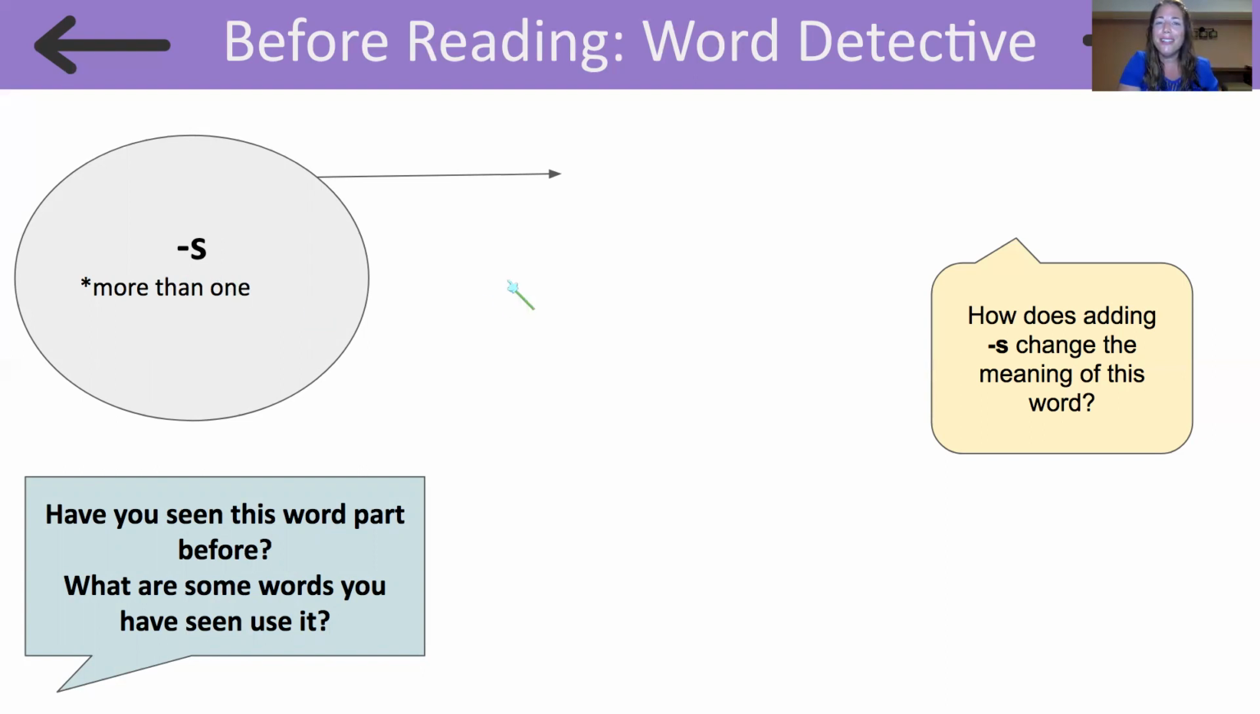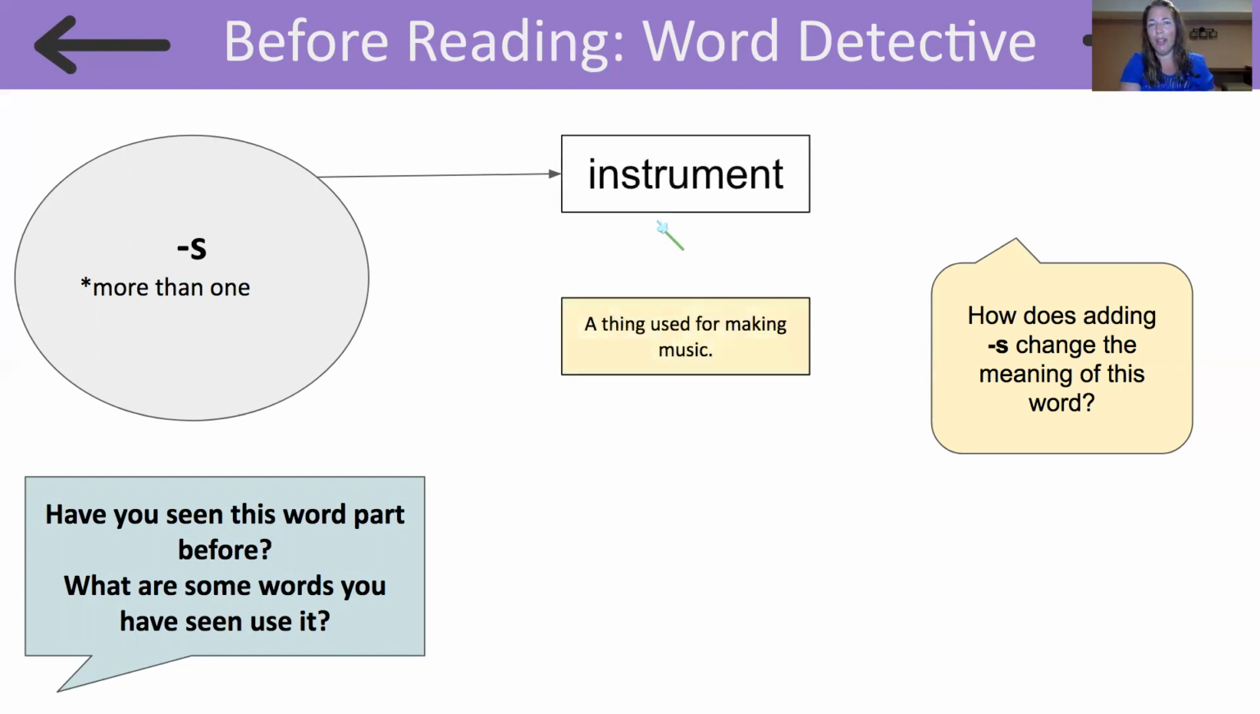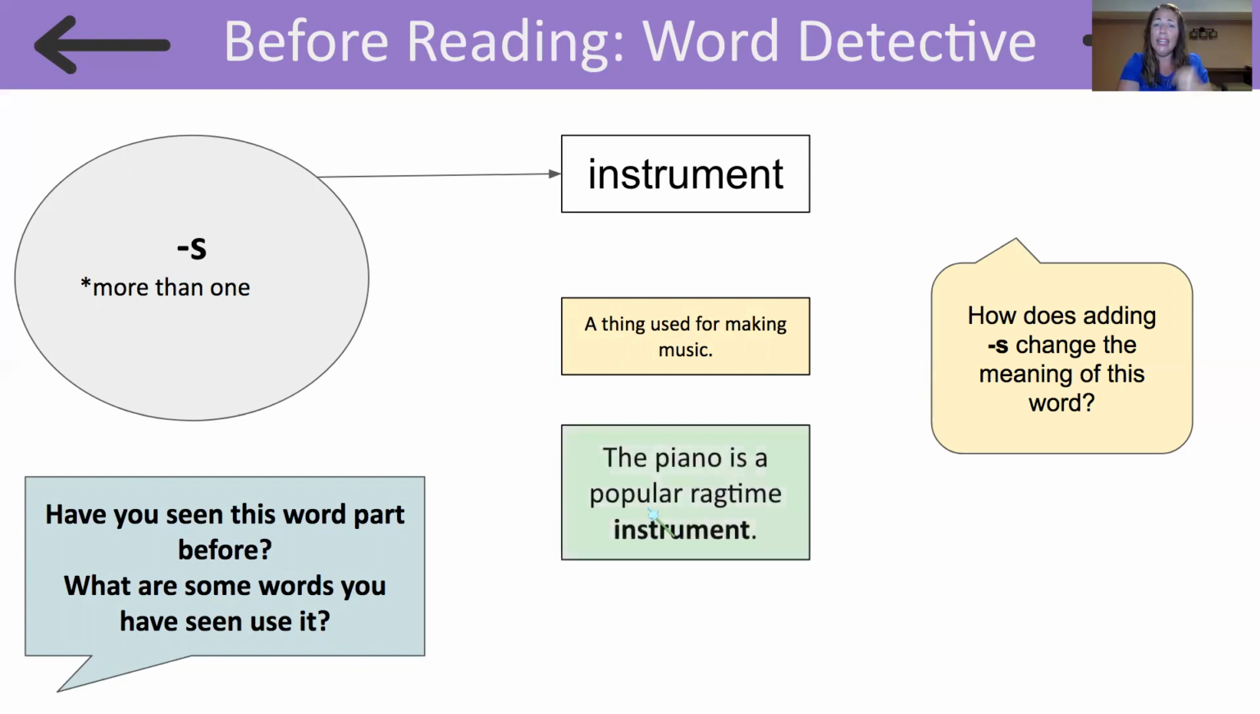So, readers, let's think about our focus word, instrument. Now, remember, an instrument is a thing used for making music. And when we talk about instrument, we're talking about one. And here it's used in a sentence. The piano is a popular ragtime instrument.